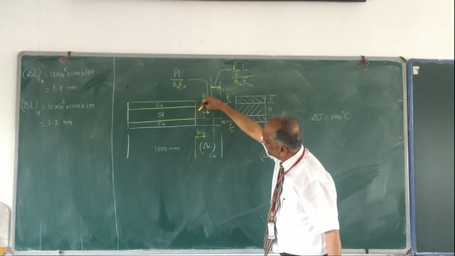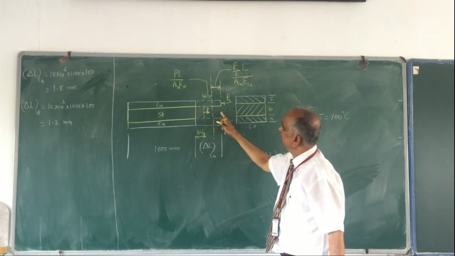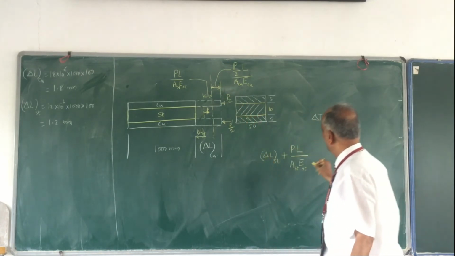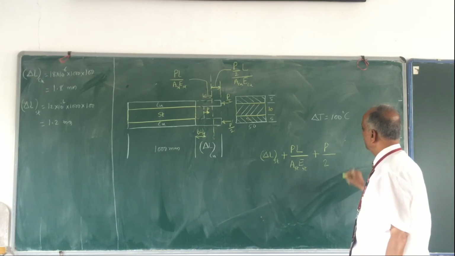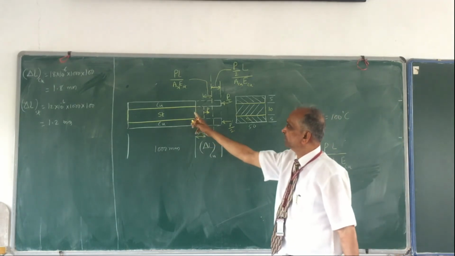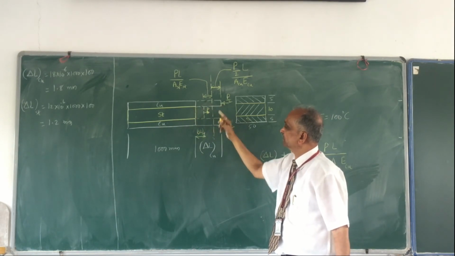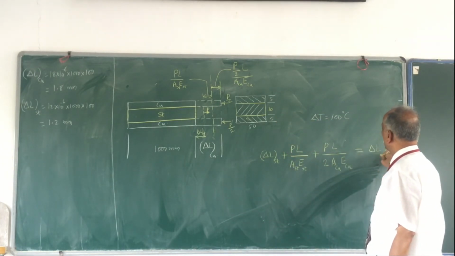So I started from here, this is the first one, then from here to here, this length is the same as this. Plus P by 2, that 2 is in the denominator, times length divided by area of copper into E of copper. What is this from here to here? That is equal to delta L of copper.